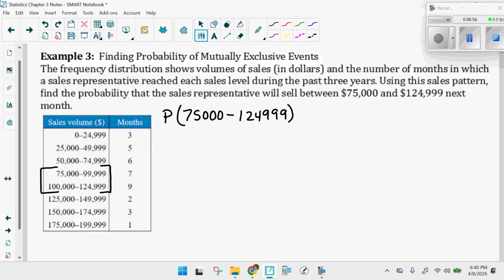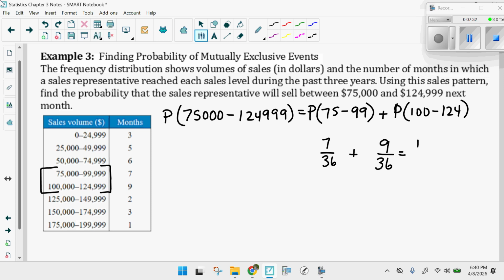And there's no month that's going to fit into both categories, so they're either going to be one or the other. So this is mutually exclusive. So I would just take the probability of being between 75,000 and 99,999, and add the probability of being between 100,000 and 124,999. That probability would be 7 out of 36 plus 9 out of 36, which gives me 16 out of 36 months, which would end up being about 44%.